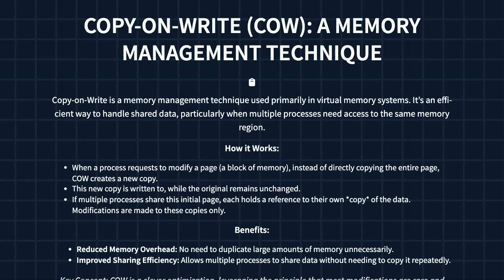Okay, let's talk about copy on write. It's a really neat trick in how computers manage memory. Think of it like this. When a program wants to change something that's already in memory, instead of making the actual changes directly, the system creates a brand new copy of that memory area.